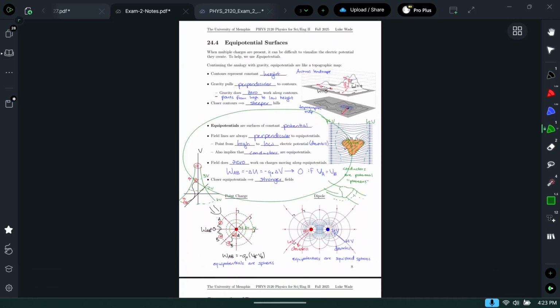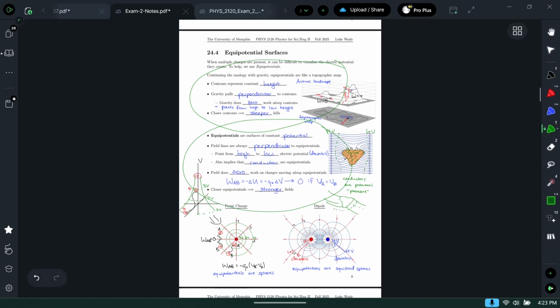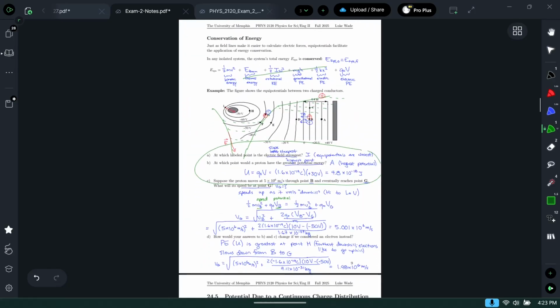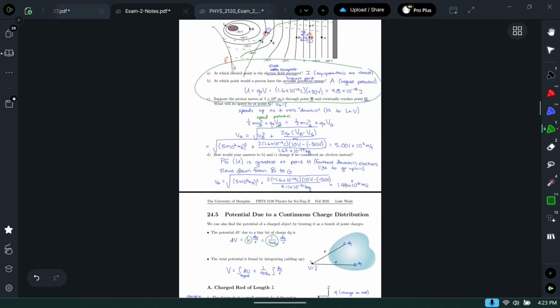Equipotential properties are a good conceptual question. I like to ask about that a lot, but it is, again, just this hill analogy. If you can answer the questions about the hill, you actually already know how to answer them for the fields and potentials if you just remember the analogy between that and the hill.